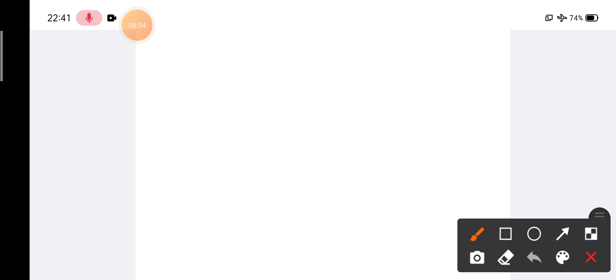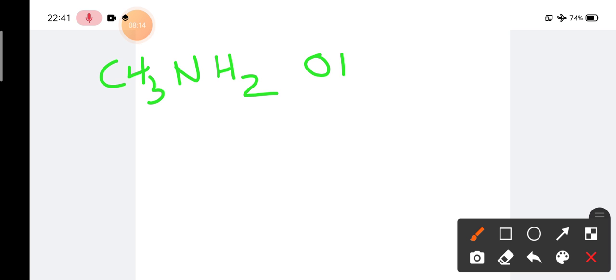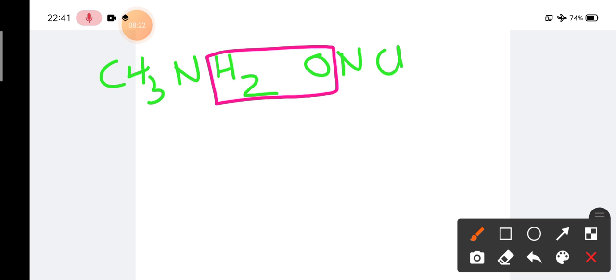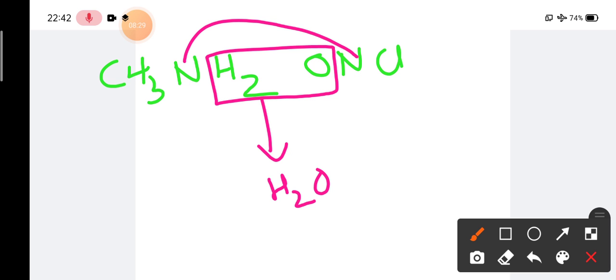Let me give an example of that. If we take CH3NH2, and it will react with NOCl, that is Tilden. We can write NOCl as ONCl. So what will be the product? The first product will be removal of water. So water will be removed. The first product is water. The second thing is this nitrogen and this nitrogen, both the nitrogens will merge and it will form N2.